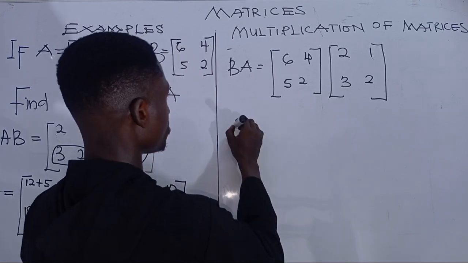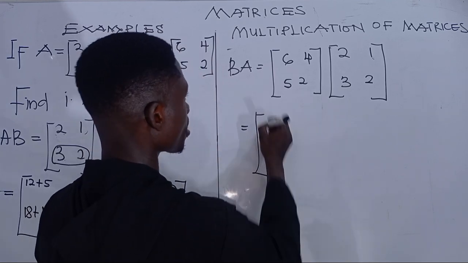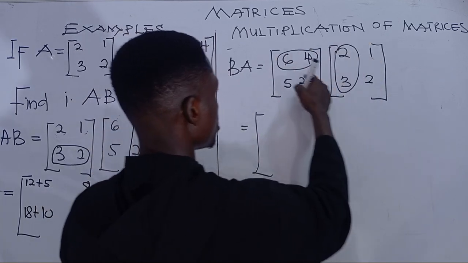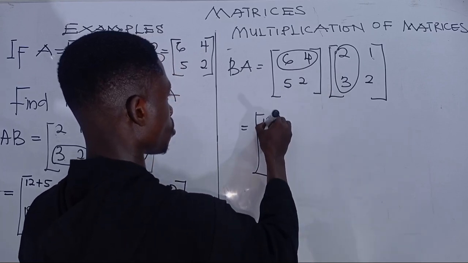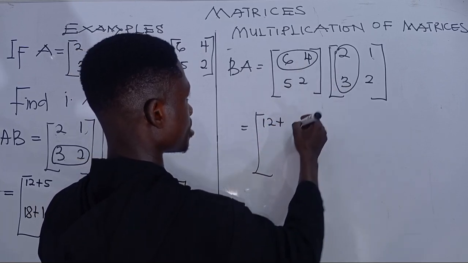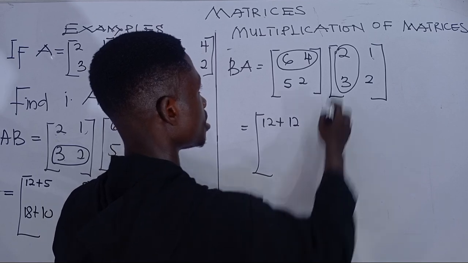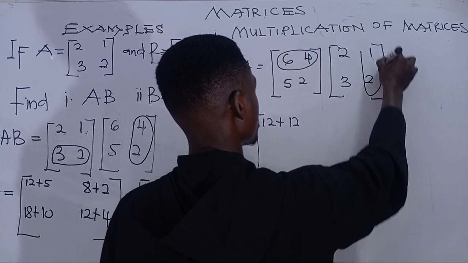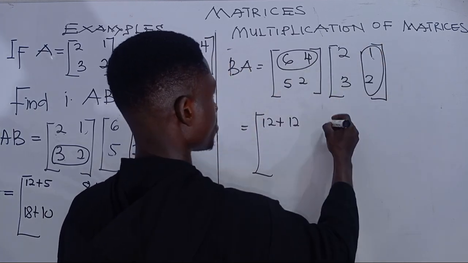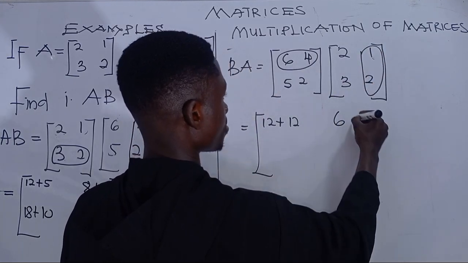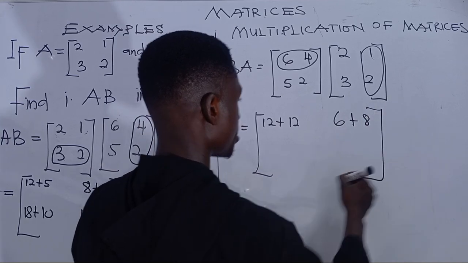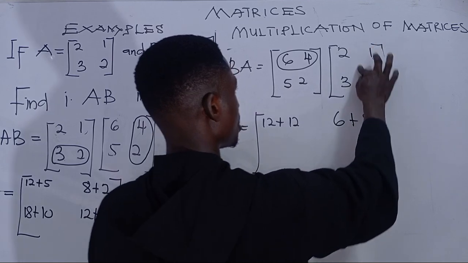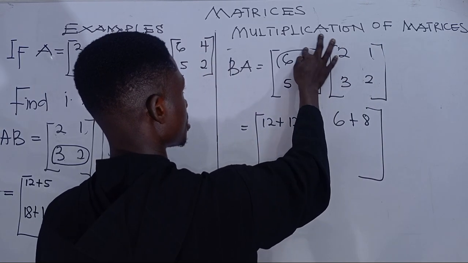So we are going to multiply matrix B by matrix A. Okay, so we have this. We are going to multiply this by that. 6 times 2 give us what? 12. Plus 4 times 3 will give us what? 12. Good. So we are done with this. Let's move on to this. 6 times 1 will give us what? 6. 4 times 2 will give us what? 8. So we are done with this as well, and we are also done with this.